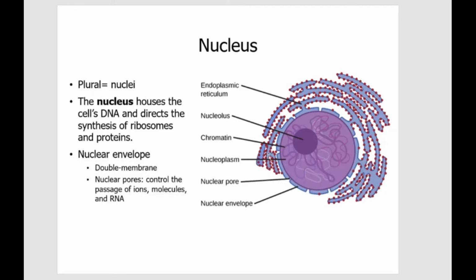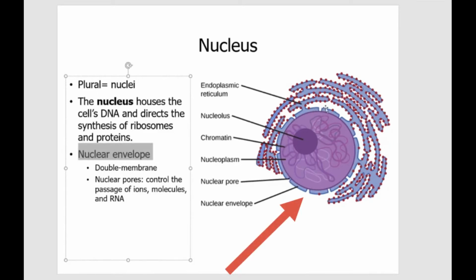Spherical structure, and it's enclosed by a double membrane over here, and that's called a nuclear envelope or a nuclear membrane. It's the same thing. So this is the nuclear envelope. And in the nuclear envelope, you probably noticed there are these little pores, openings, right? So the nuclear pores allow things to pass through the nuclear envelope to kind of go in and out of the nucleus.